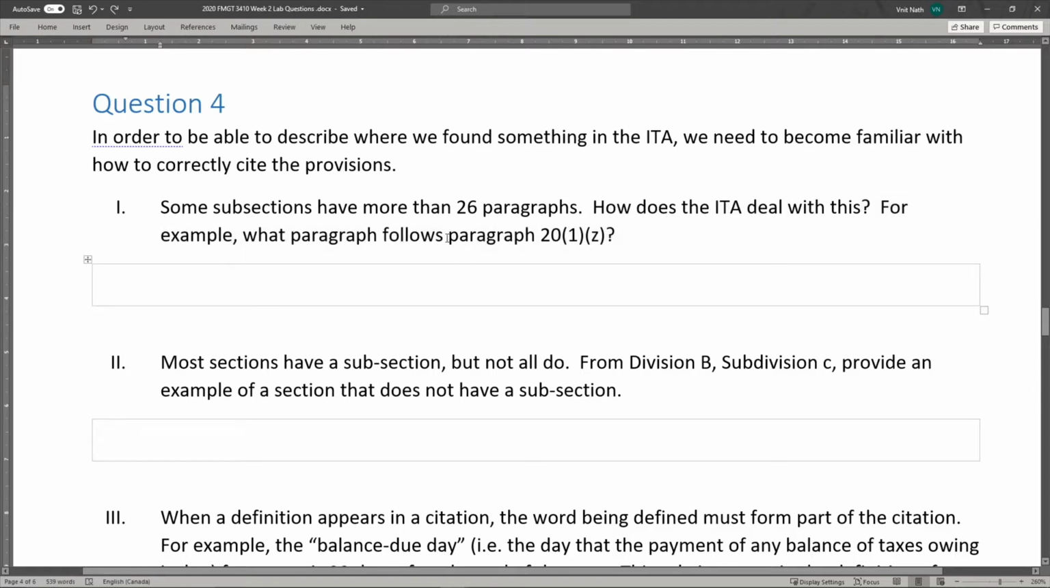Notice the terminology there. Because we were going to a paragraph, because that was the final destination, the wording was paragraph 21Z. If we did not say the word paragraph, we would have said section 20, subsection 1, paragraph Z. This one here is actually a bit of a tricky example. There's 26 letters in the alphabet, right? A to Z. After Z, typically what would happen in the ITA is they would go to paragraph AA. But that's not exactly what happens in this instance.